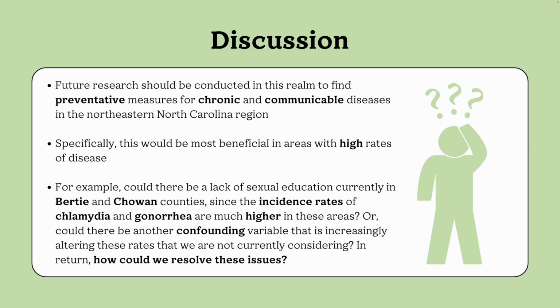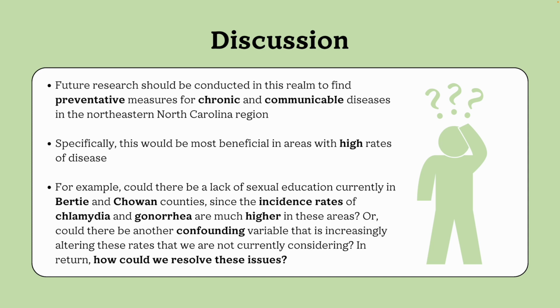For example, there could be a lack of sexual education currently in Bertie and Chowan counties. And we've noticed that this could be an issue because the incidence rates of chlamydia and gonorrhea are much higher. Or I could be wrong, and there could be another confounding variable that is increasingly altering these rates. So we need to do a deep dive and a further investigation and expand this research because there is such a large knowledge gap in this particular realm.